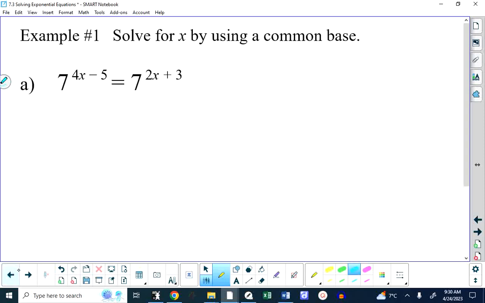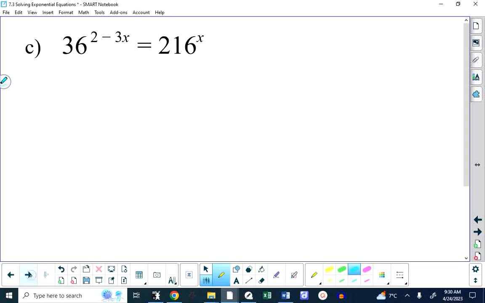Those obviously have a common base. The common base is 7. The common base here, with a little bit of thought, well, maybe it's 36. Maybe we can take 36 and raise it to an exponent and get 216. And you might try that. You might try 36 squared. But that doesn't work. So how else could you express 36 as a power?